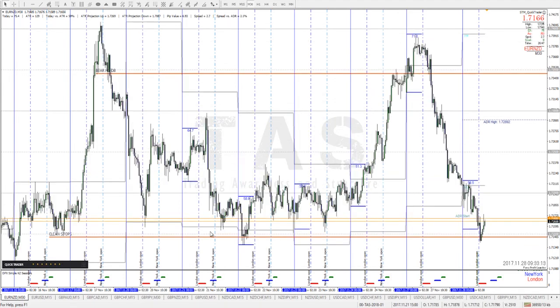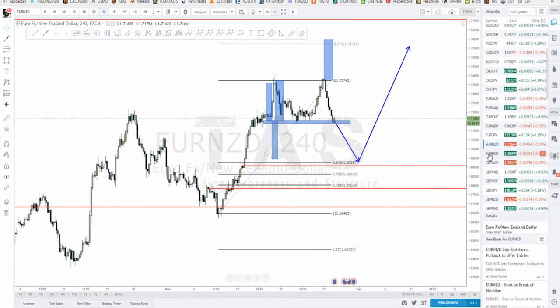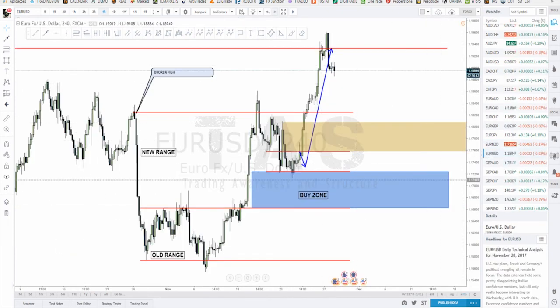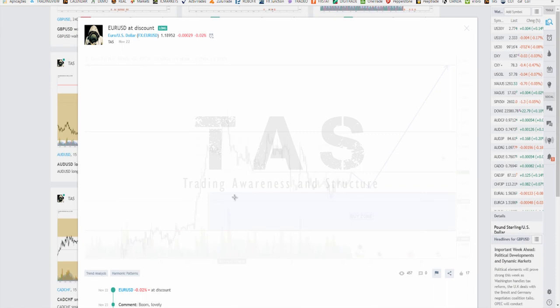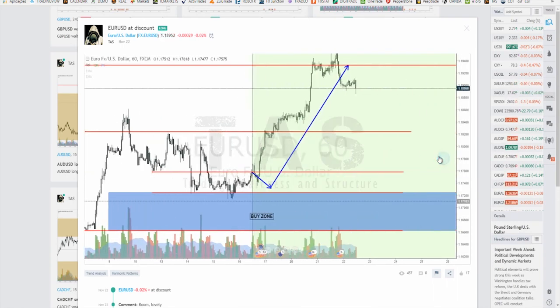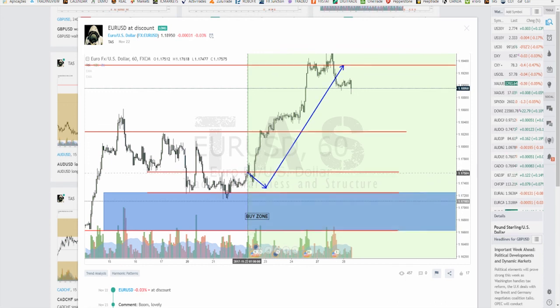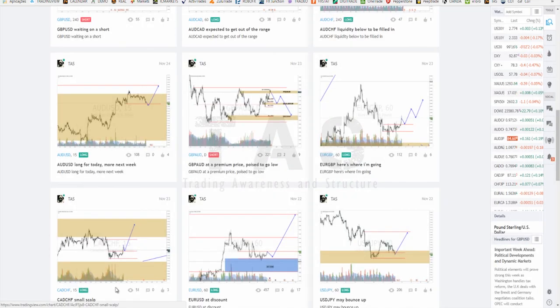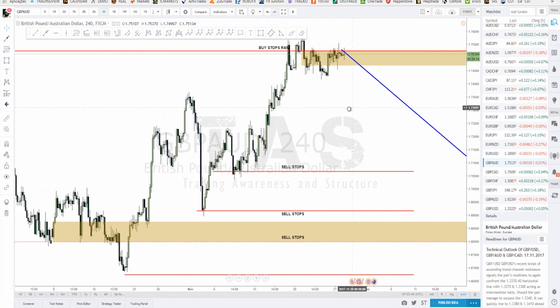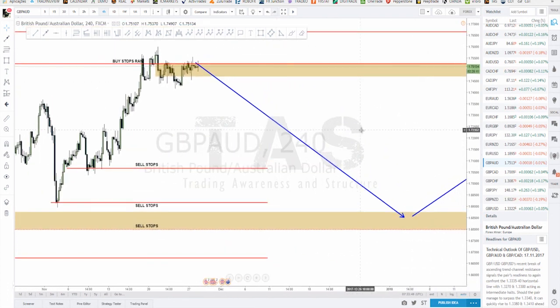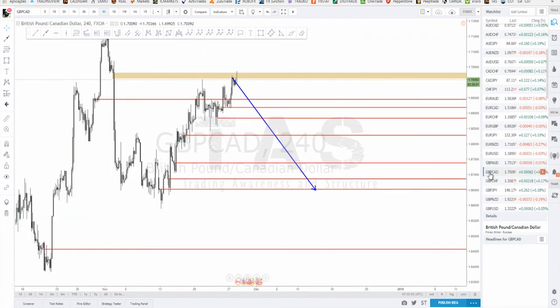Let's drop it a little. This moved beautifully. Came down to the level, went up. Now it's retracing. Let's see the pound pairs, because I think we had... this looks about ready to move down. I don't have an alarm because the price hasn't broken structure yet.